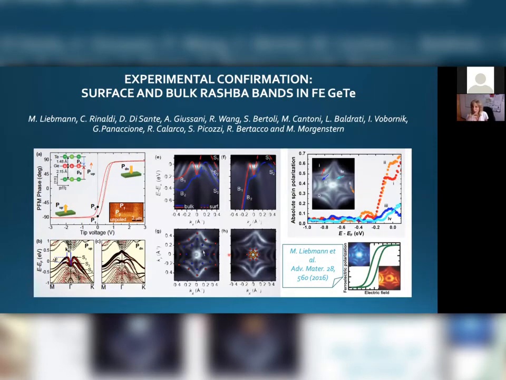So actually after the first principle prediction, the confirmation came from experiment 3 years later. And actually the situation is a bit more complex because on top of a bulk Rashba effect, you have a surface Rashba effect. But actually germanium telluride is really shown to be a material which has a large Rashba effect, which is coupled to polarization.